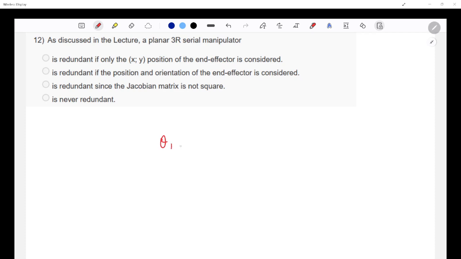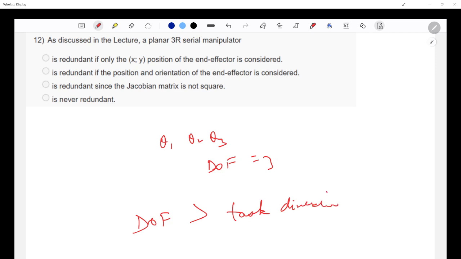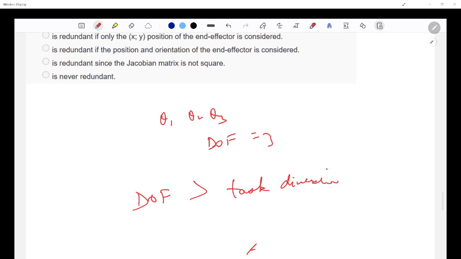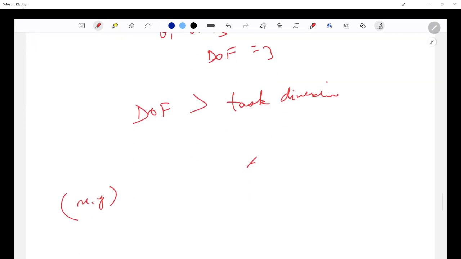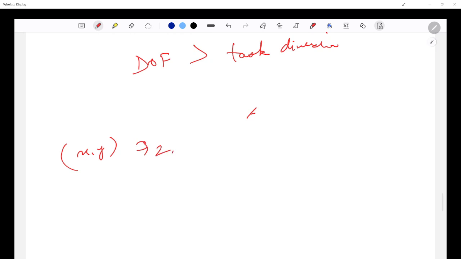We have 3 joints, right? Theta 1, theta 2 and theta 3. So degrees of freedom that we have here is 3. What is redundancy? A robot is redundant if the degrees of freedom is more than the task dimension. So if let's say we take a case of only position, which is xy, they are just 2 variables, but the robot has 3 joints, so 3 is greater than 2, right? The degrees of freedom are greater than task dimension, so your robot is redundant. So infinite solutions exist.